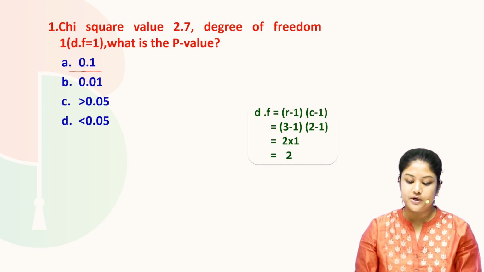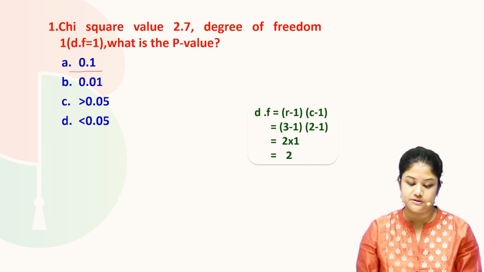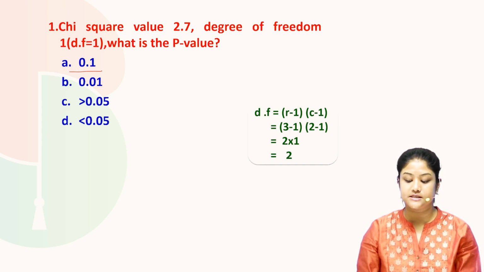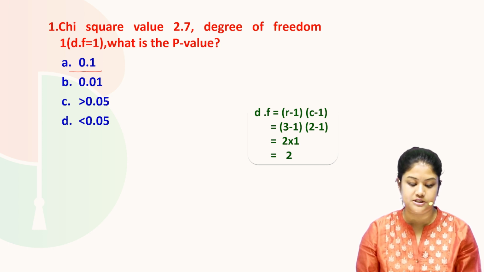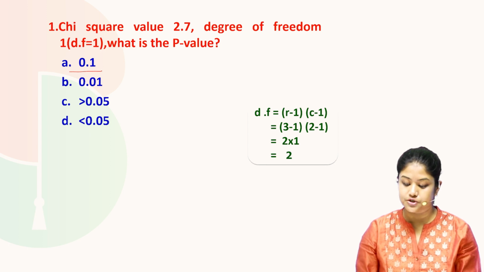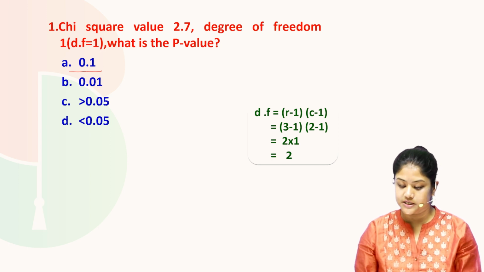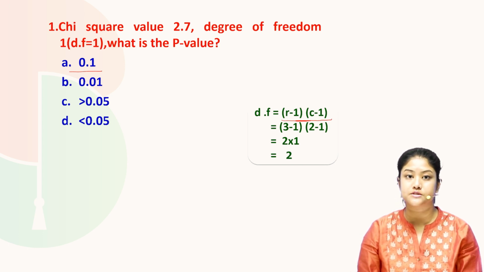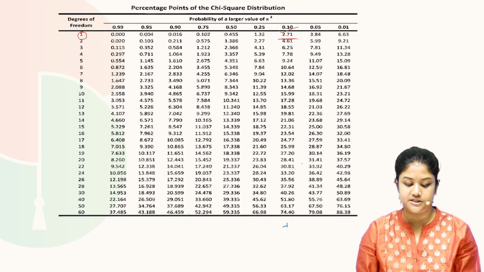In these kind of questions, another probable question that may arise is, you may be asked to find out the degree of freedom. Now to find out the degree of freedom, we should be knowing the formula. The degree of freedom formula is given by R minus 1 times C minus 1, that is row minus 1 times column minus 1. Okay, so let's move into another question.